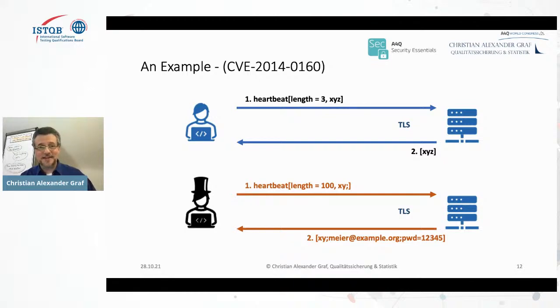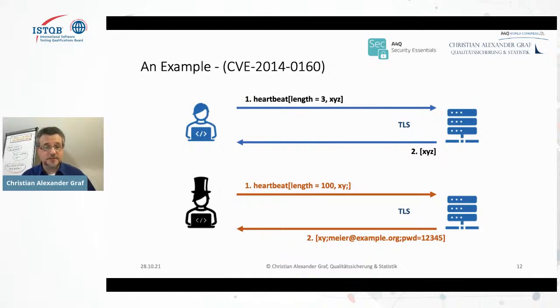Instead of checking the length of the sent message, the length field was trusted. And what you could do now, you could say, okay, I'm sending 100 characters, when in reality you only sent 3 characters. What happened now? You were sent back 100 characters: first the 3 characters that you did send, and then anything else that is following in memory.